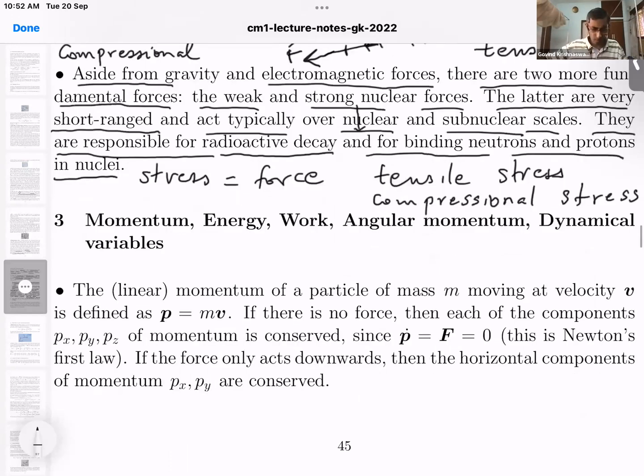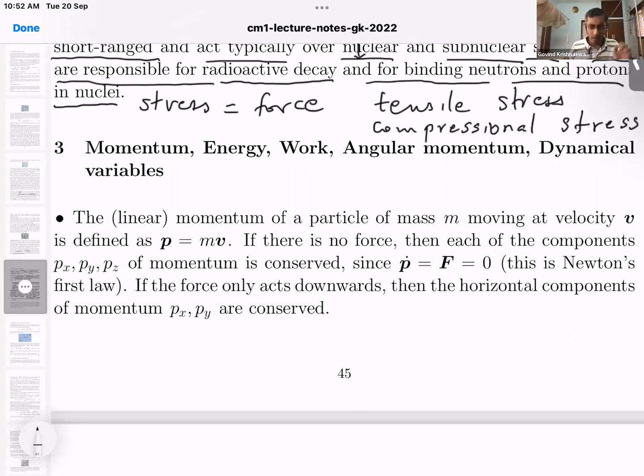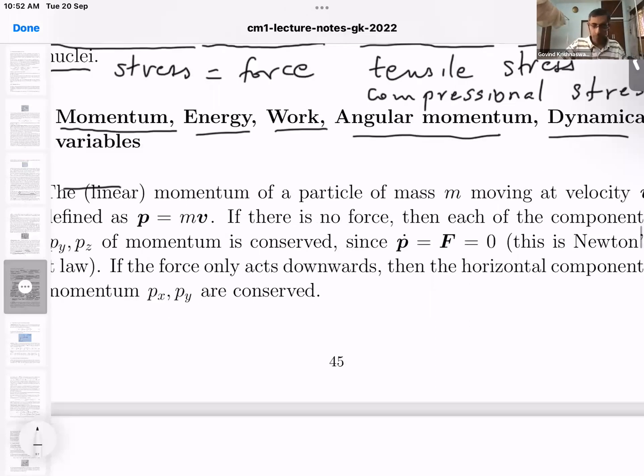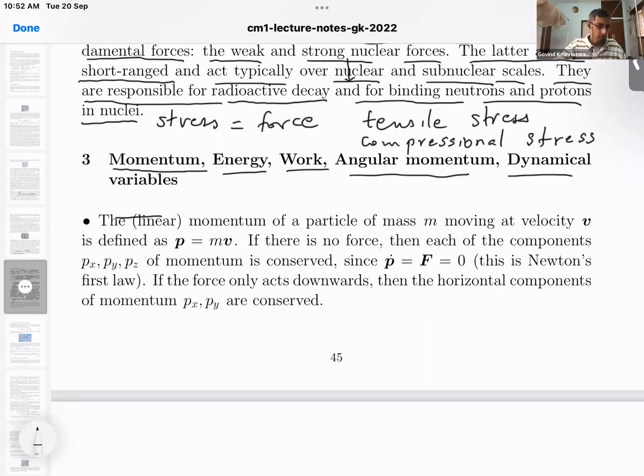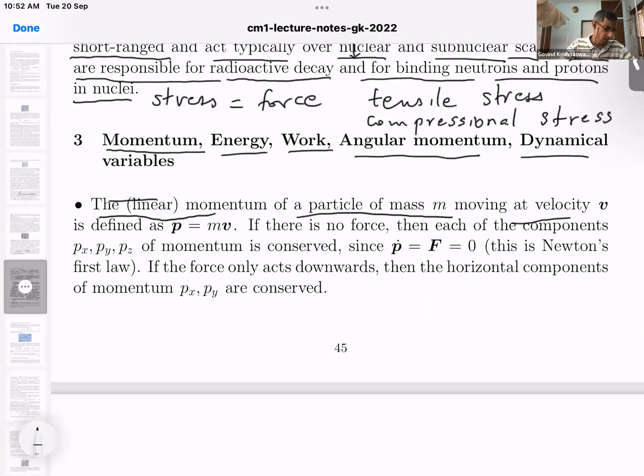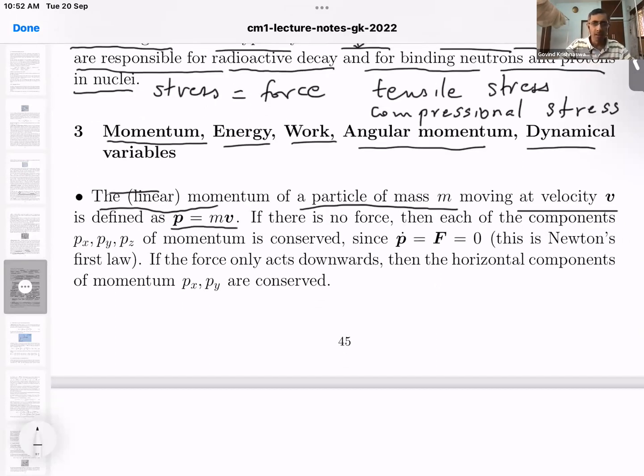Okay, next, let us introduce some more concepts. I have been cavalierly using the word energy. What do we mean by it, at least in some simple context? So let us come towards such matters. This is our next topic. I'm going to talk a little bit about momentum, energy, work, angular momentum, and generally what we mean by dynamical variables. Now the linear momentum of a particle of mass m moving at velocity v is defined as p equal to mv. Okay, that's all.